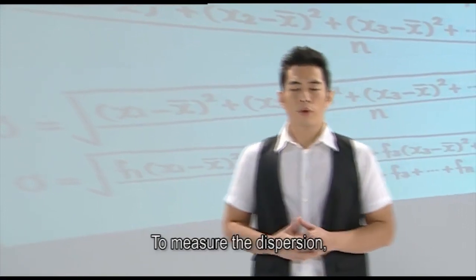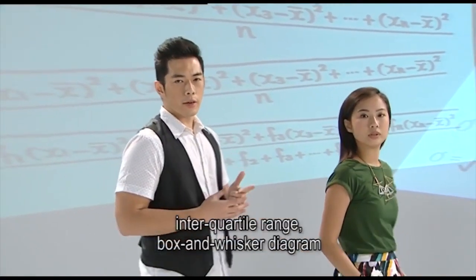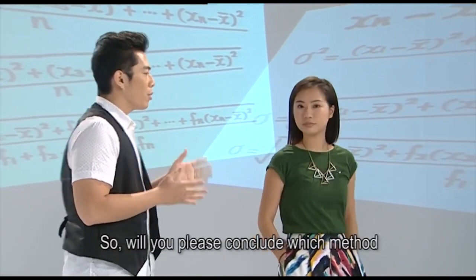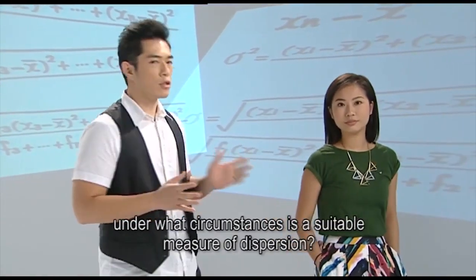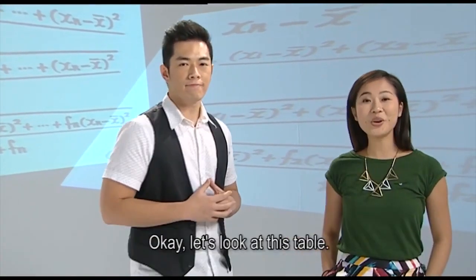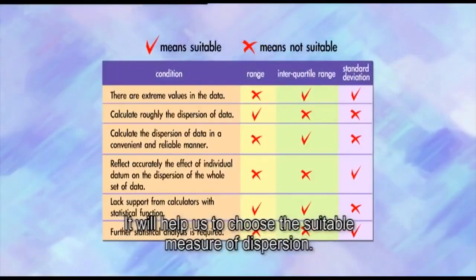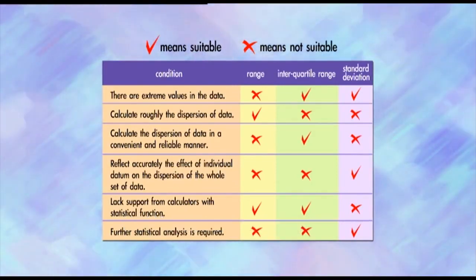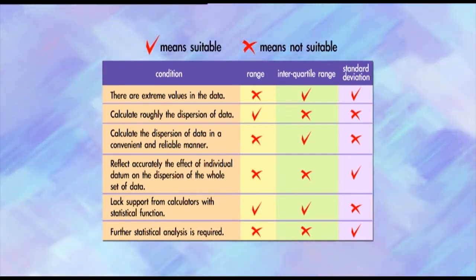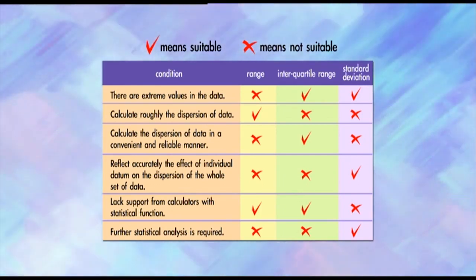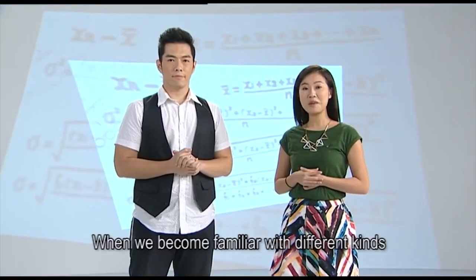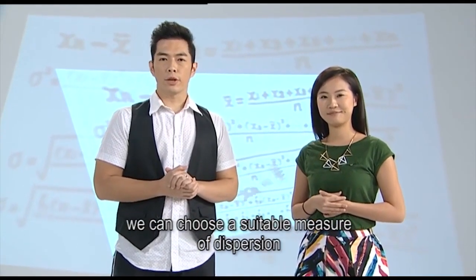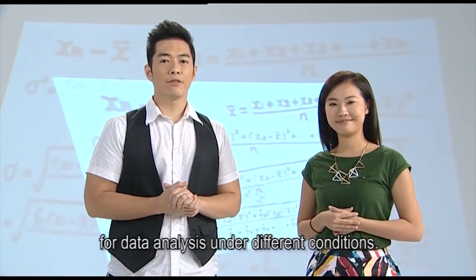To measure dispersion, we've discussed how to use range, interquartile range, box and whisker diagrams, and standard deviation. So, will you please conclude which method under what circumstances is a suitable measure of dispersion? Okay, let's look at the table. It will help choose the suitable measure of dispersion. When we become familiar with different kinds of measure of dispersion, we can choose a suitable measure of dispersion for data analysis under different conditions.